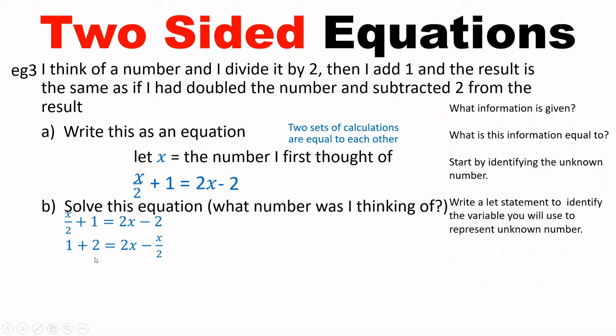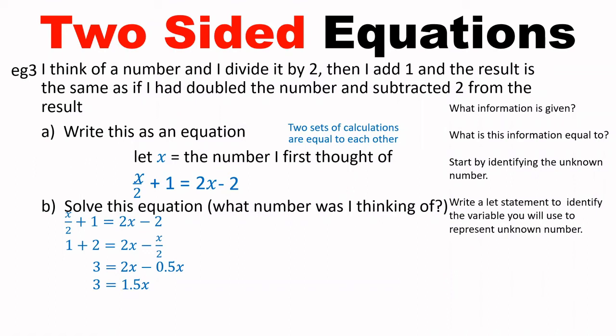1 plus 2, that's easy, is 3. And 2x minus half of x, maybe it's easier if I turn that into a decimal for you. 2x minus 0.5x, they're like terms. There's some number of the same variable letter. So how many x's is that? 2 x's, take away half an x, that's going to be 1.5 x's. So we've got 3 is equal to 1.5x.